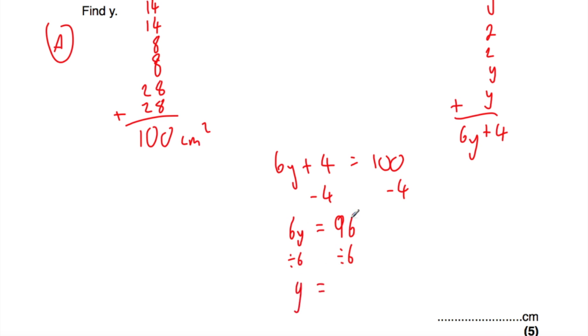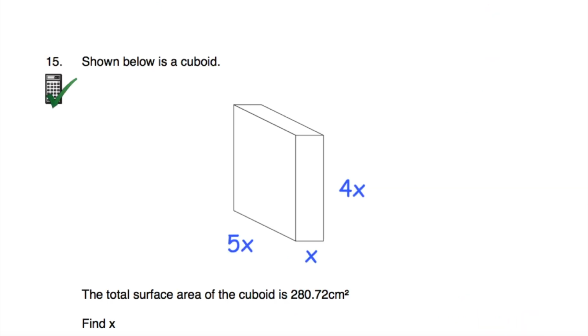On the right hand side of the equation, we've got 96 divided by 6, that's equal to 16. So it means that y is equal to 16 centimeters, and that's it. We've found the value of y, 16. Okay, let's have a look at our last question, question number 15.